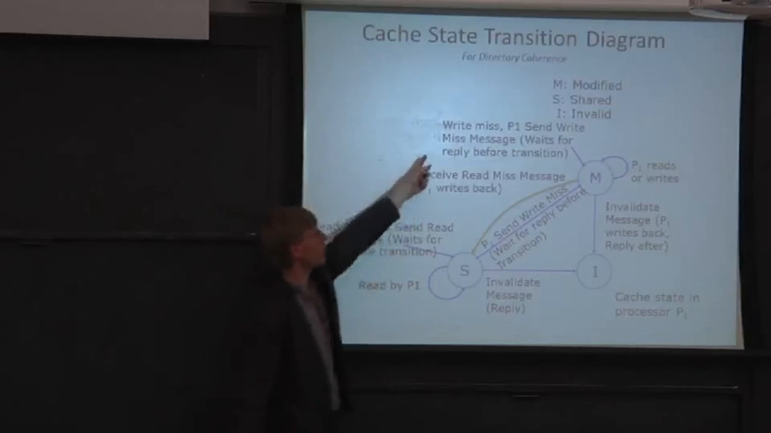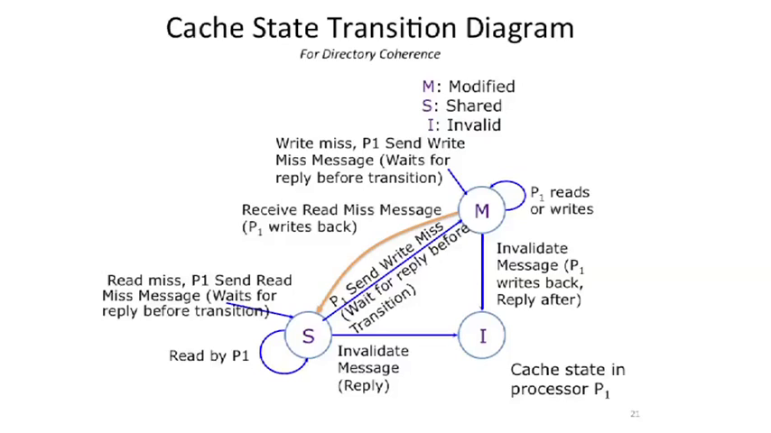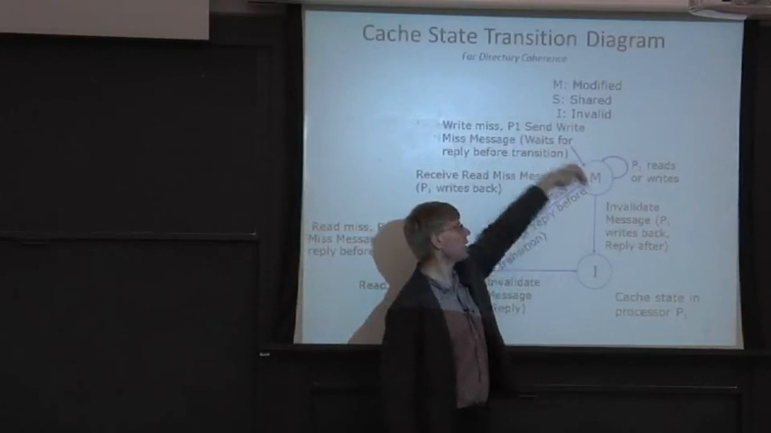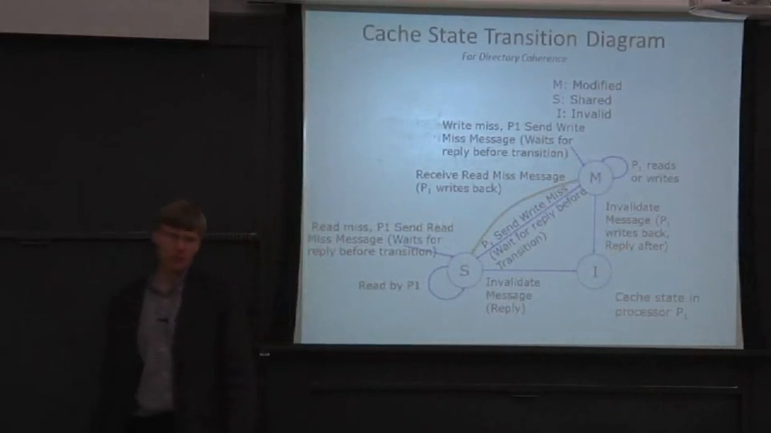Similar sort of thing here for a write miss. If we're in the invalid state and we do a write, we're going to send a write miss request to the directory controller. It's going to do something. We may have to wait for a while here, because it might have to invalidate all the other lines in the system. And then it gets a response. Once it gets a response, we have the data, and we can transition to the modified state.